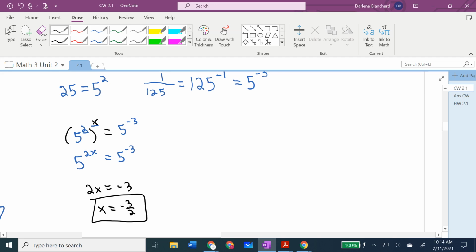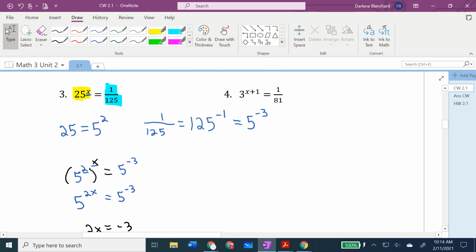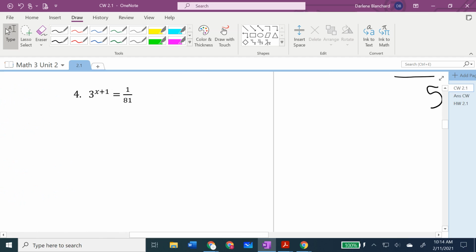And then we've got one more example. I'm going to erase to make more room. And then you need to recognize we have 3 as a base. 81 is a power of 3 number. 81 is 3 to what power?